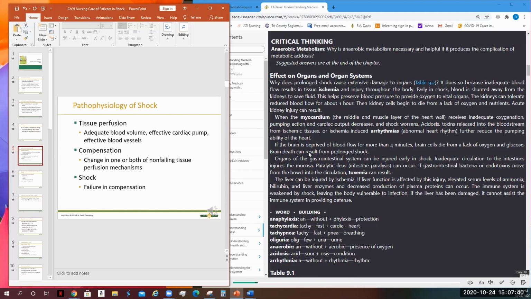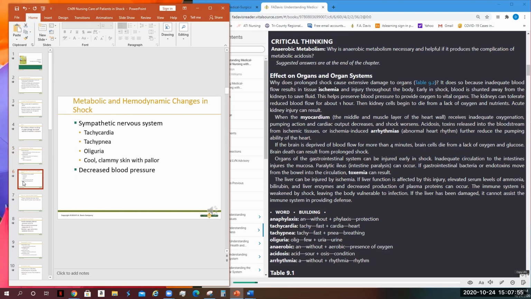The kidneys can tolerate reduced blood flow for about 1 hour. The kidney cells then begin to die from a lack of oxygen and nutrients. Acute kidney injury can result.